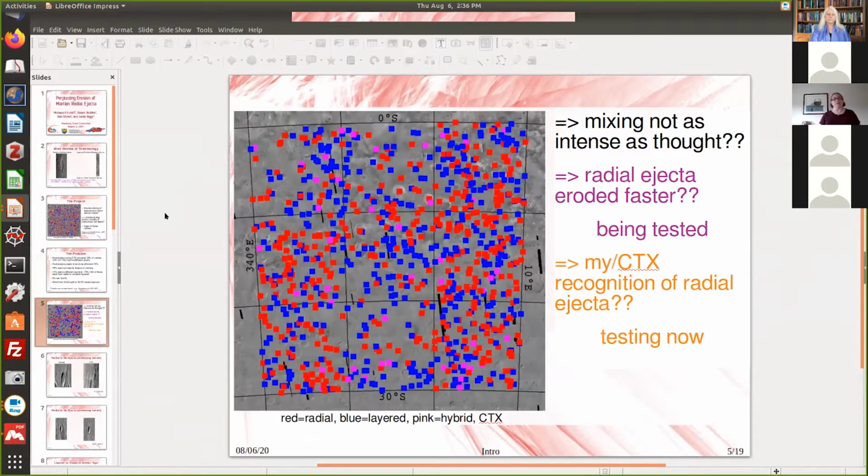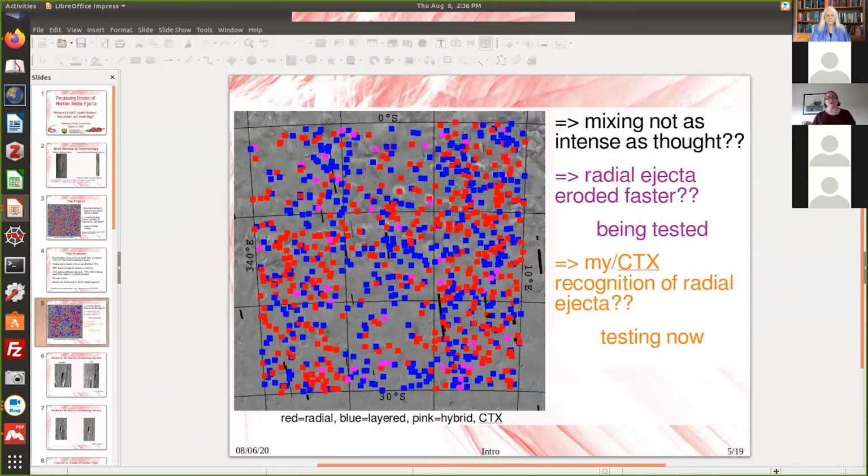Coming back to that earlier figure, this now plots the craters remaining that have ejecta. Again, we have the radials plotted with red dots, layered plotted with blue, and the hybrids are now in pink. Could this transition in classifications possibly indicate mixing is not as intense as originally thought? We do see more regions where you just see radial or just see layered than we did in the previous figure. But there still, of course, is quite a bit of mixing in most of the area.